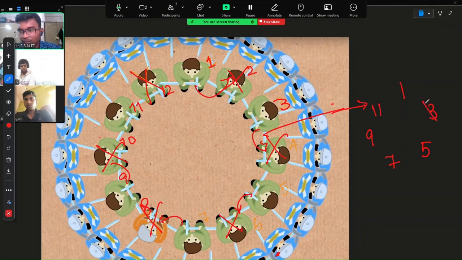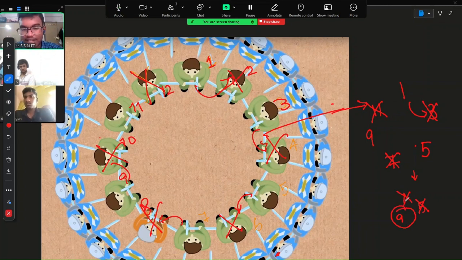1 will kill the third one, 5 will kill the seventh one, 9 will kill the 11th one. And then again 1, 5, 9 are there. The 11th one is killed, so the turn again came to 1. So 1 will kill the fifth one, and 9 will kill the first one. 9 alone is the remainder.